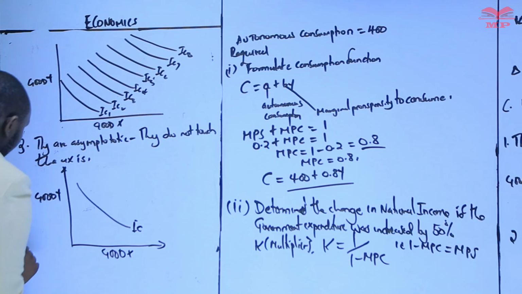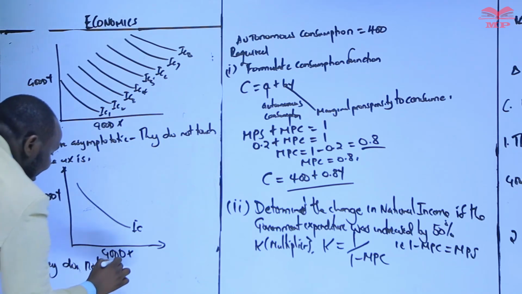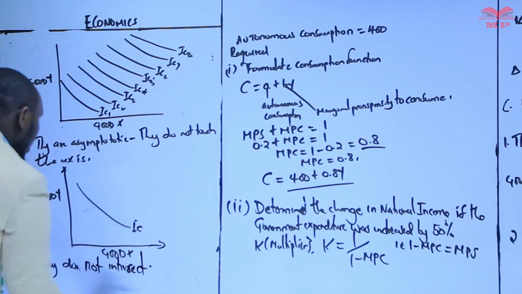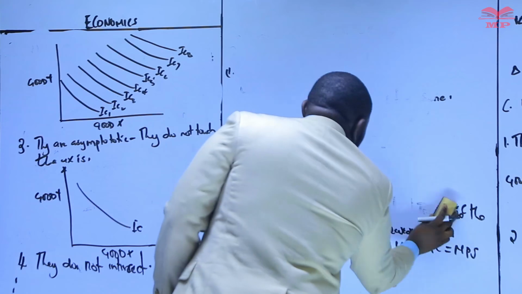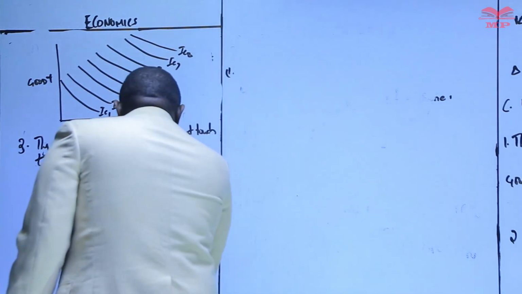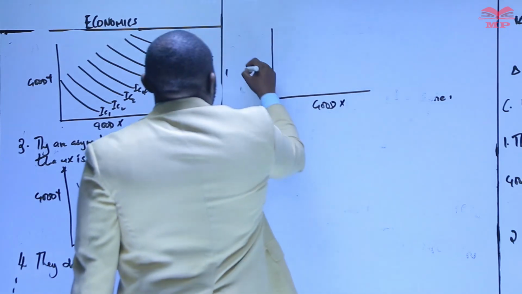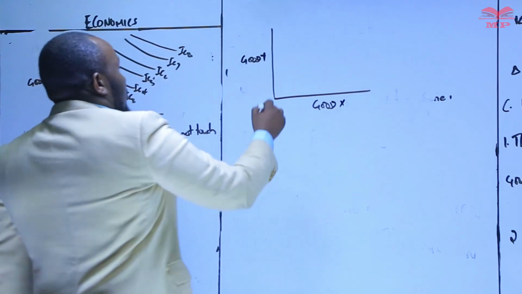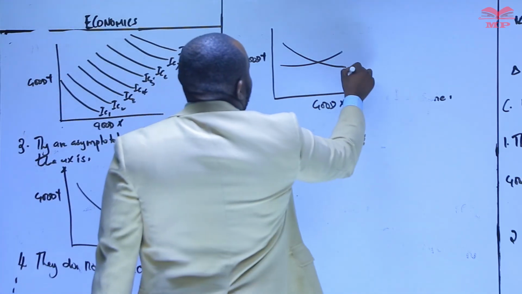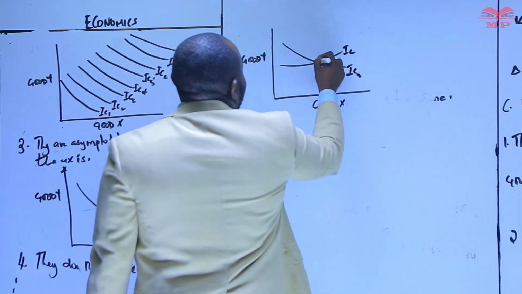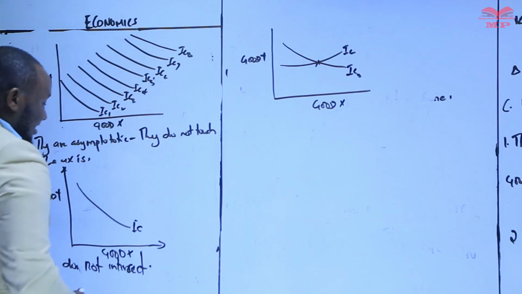Lastly, number 4, we say they do not intersect. We have our diagram here showing that they do not intersect. With good x and good y, if you had IC1 and IC2, they do not cross each other. They do not intersect.